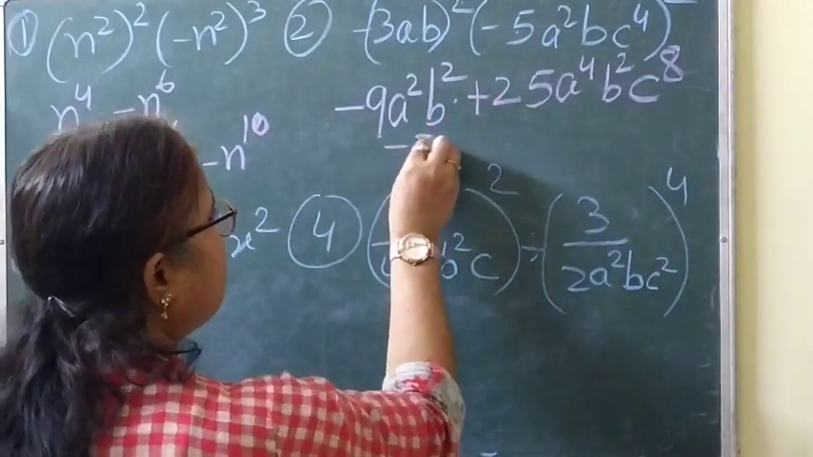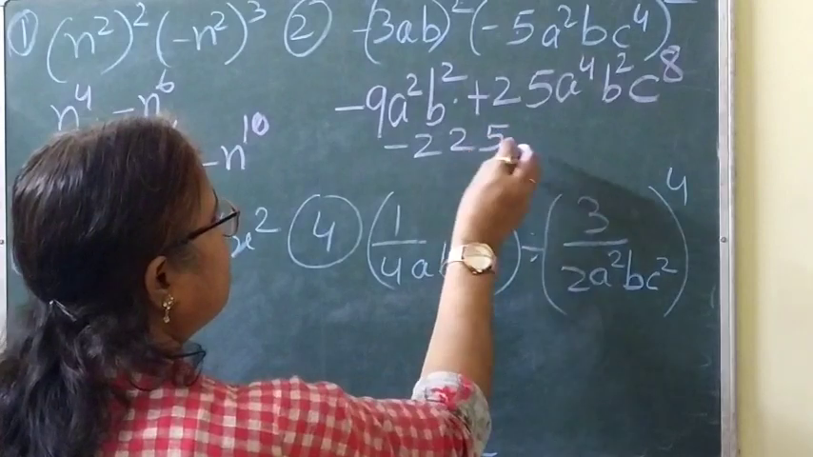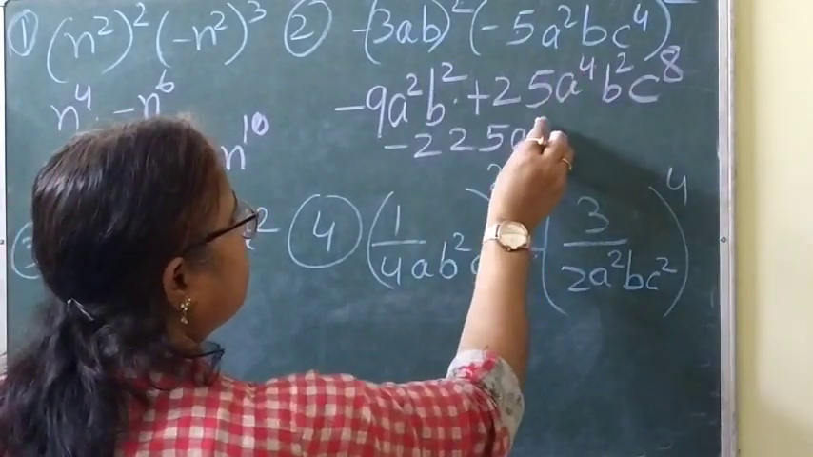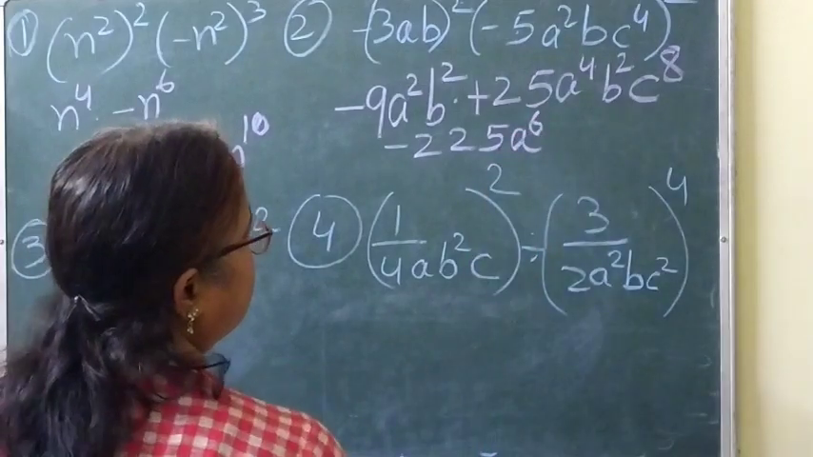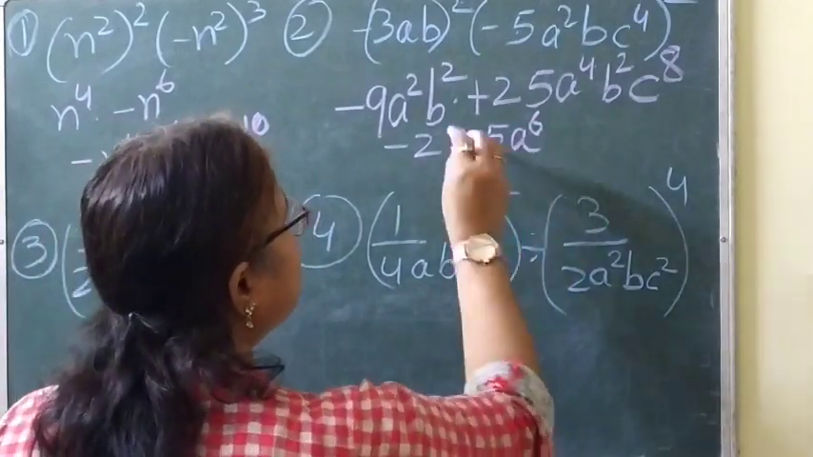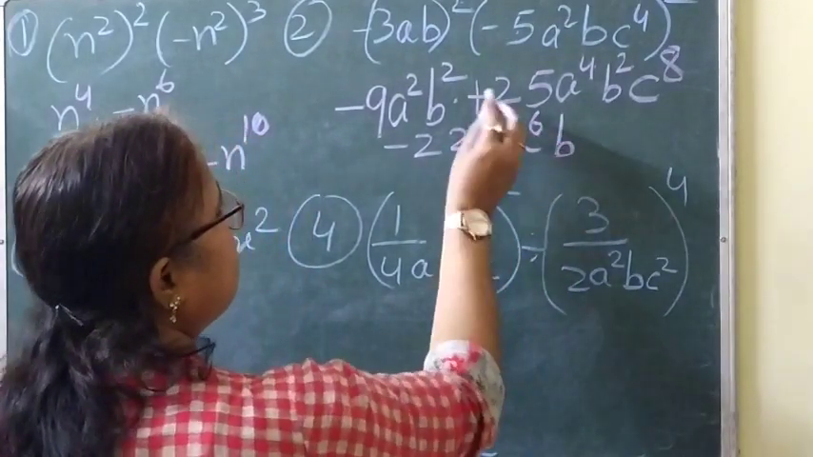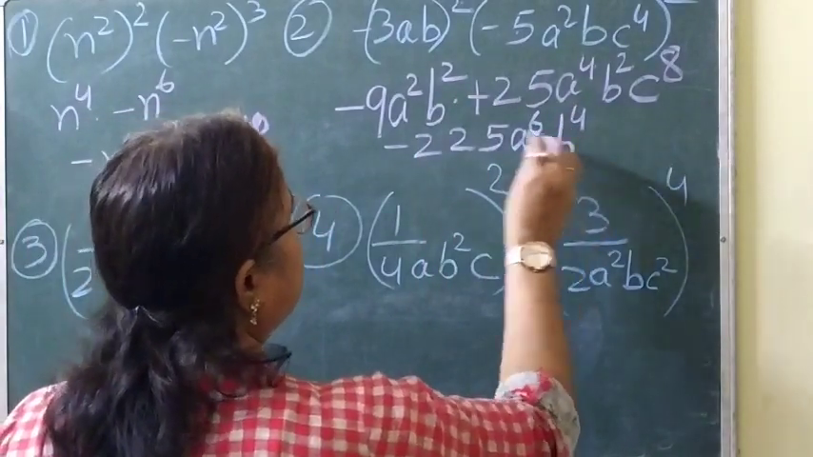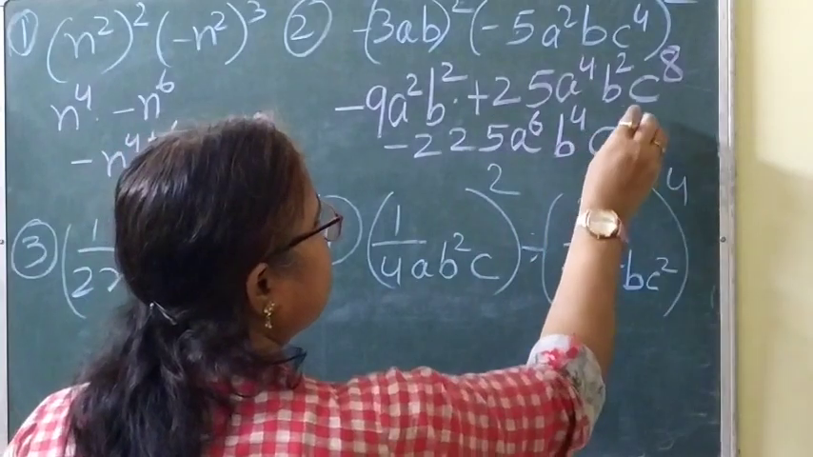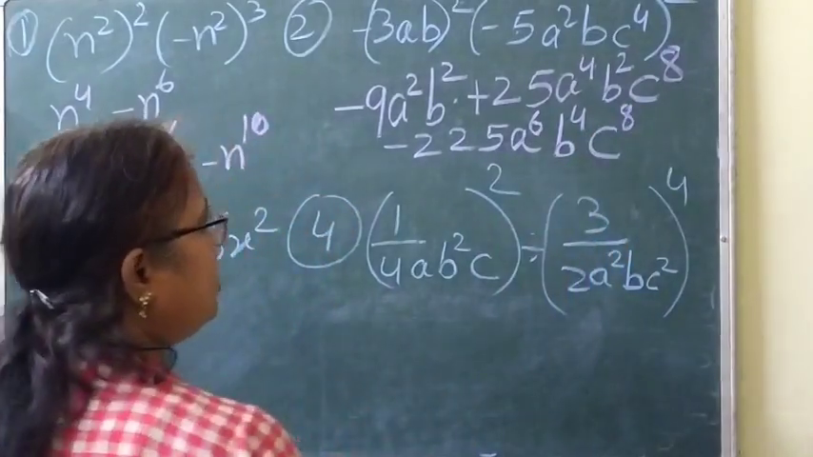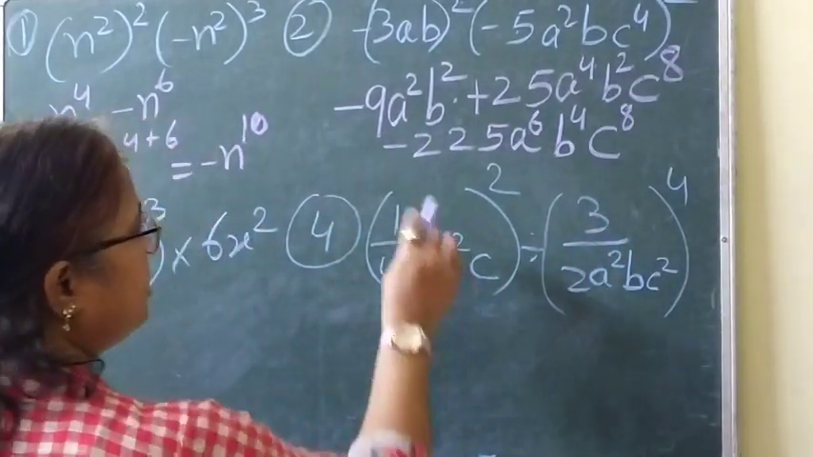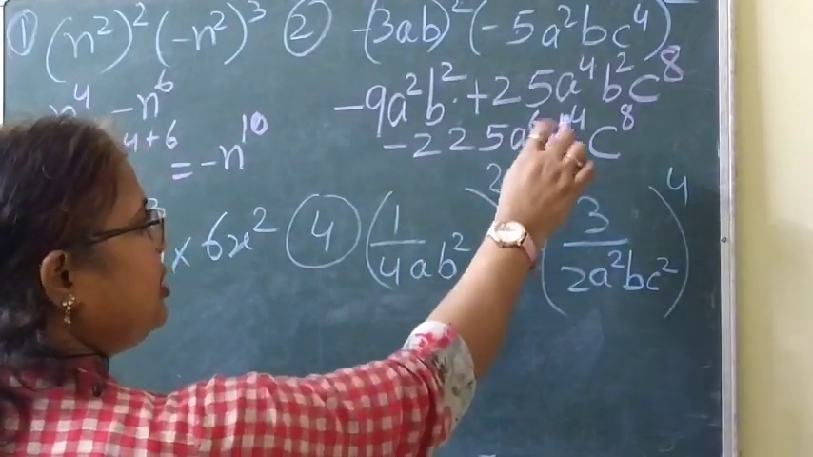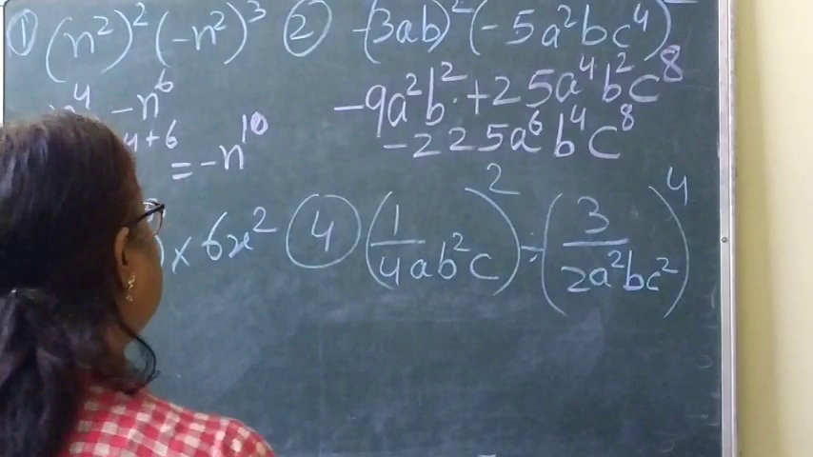25 nines are 225, minus 225. Clear? Then a to the power 2 plus 4, yes, 6. Okay. Then b to the power 2 plus 2, 4. And here c is not given in one part, but here c is given, c to the power 8. Clear? So this will be the answer: minus 225, a to the power 6, b to the power 4 and c to the power 8.